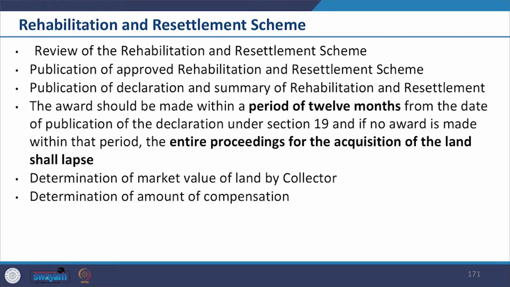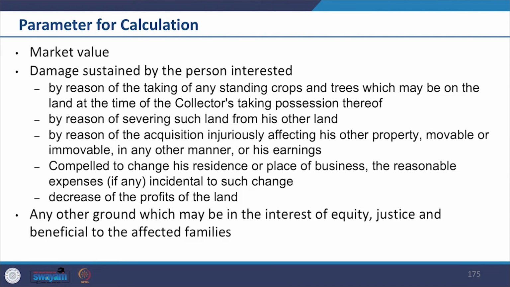The Act also provides a formula to determine the market value of the land. The Act also provides instruction on calculation to determine the amount of compensation. We also see there are parameters given for how to calculate the amount of compensation depending on the market value, and then the damages sustained by the people, as well as any other consequences of acquisition, and also based on any kind of loss of profit because of the acquisition, any kind of loss to the profit of the land.